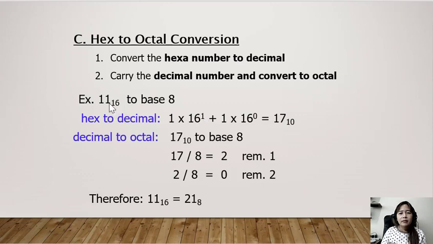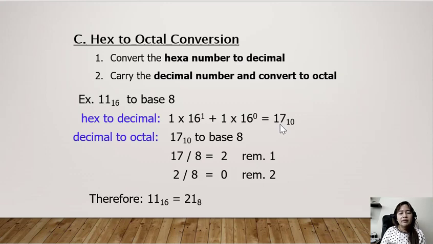And then the next number, which is also coincidentally 1, is going to be multiplied by 16 raised to the power of 0. Again, why 0? Because the placement is on the first position, which is considered position 0. Alright, so 1 times 16 to the power of 0, and you will get 17. So 17 is now your hexadecimal 11 converted to decimal.